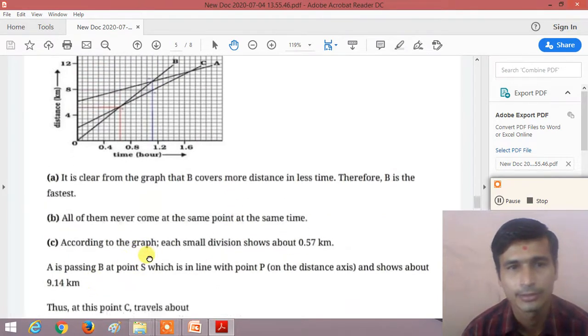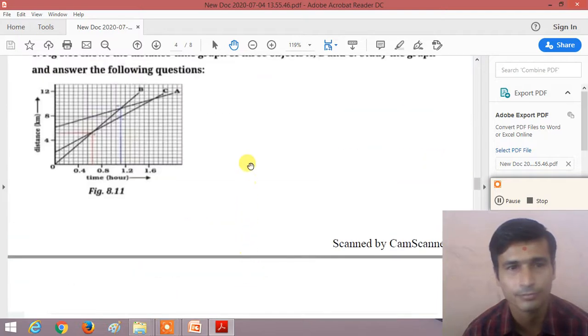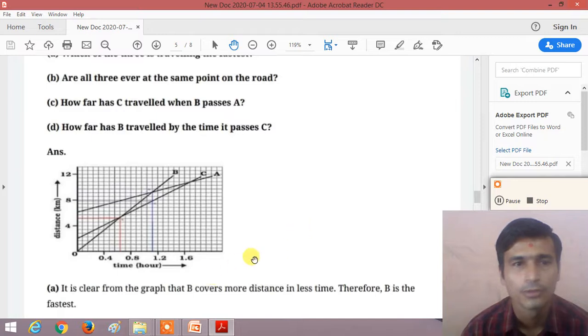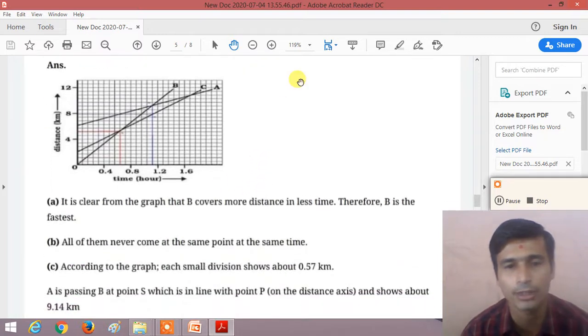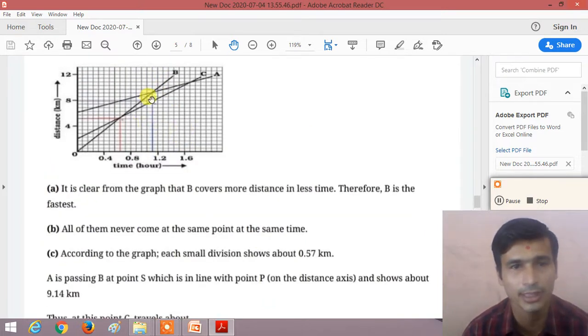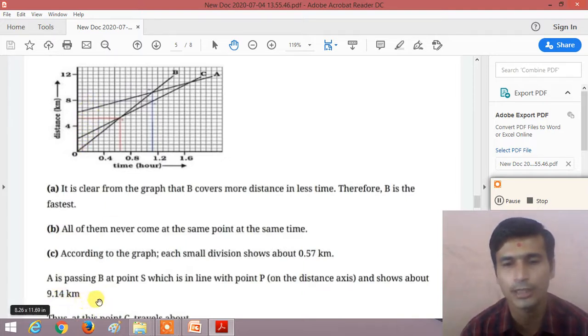On the line. So if we see the graph, how do we calculate how far C travels when A crosses B? The point shows 9.14 kilometer. Each division has 0.57 kilometer. So if we count the divisions and multiply, we get 9.14 kilometer.